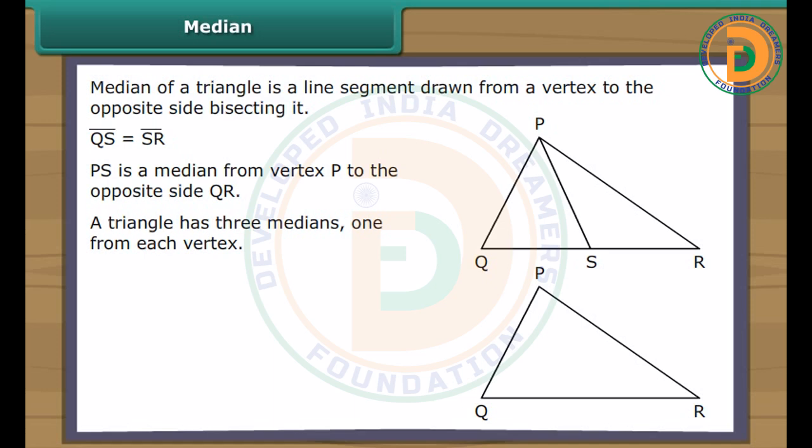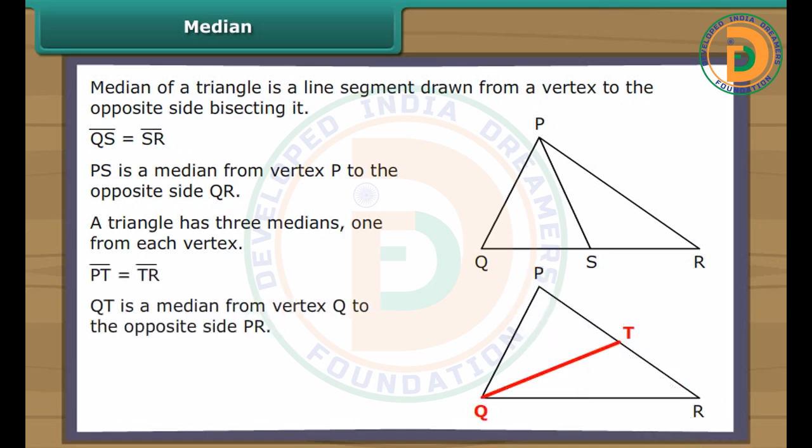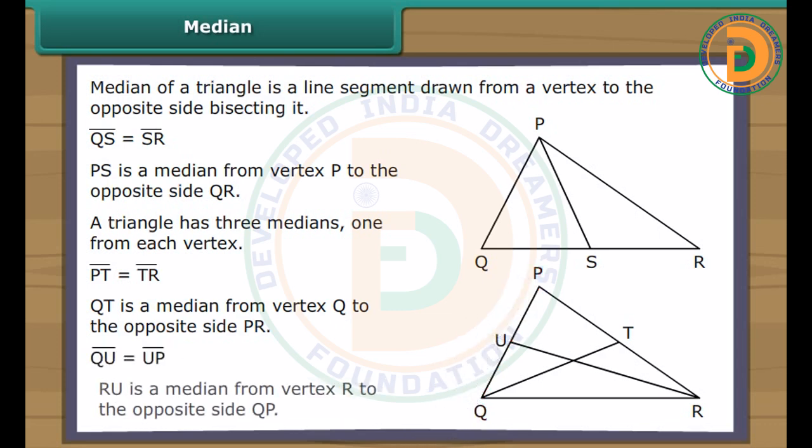Let us draw the remaining two medians. We draw a line segment from Q to cut PR into two equal halves at point T. Therefore, QT is a median from vertex Q to the opposite side, PR. We draw one more line segment from R to cut QP into two equal halves at point U. Therefore, RU is a median from vertex R to the opposite side, QP.